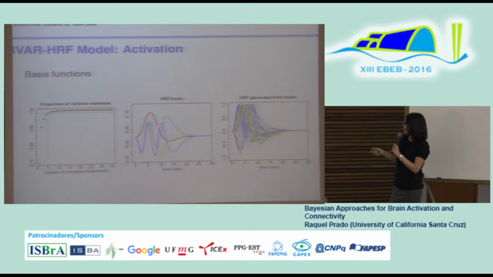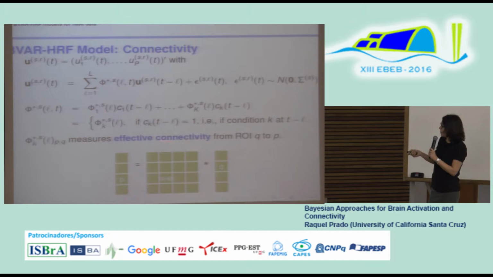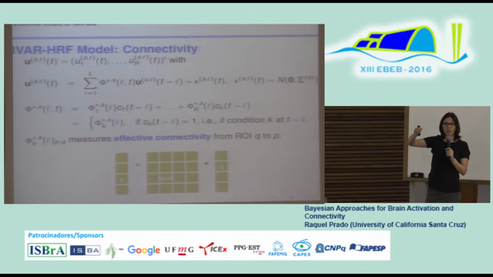This is just the first few bases, and these are just some HRFs generated from the basis function. And in terms of the connectivity, as I said before in the elements of the model, we model this through a vector autoregressive model. Because these are fMRIs, usually the order of the vector autoregression is very low. You don't need to go back in time too long. So for us, the parameters that are going to tell us about the effective connectivity are the vector autoregressive coefficients there.